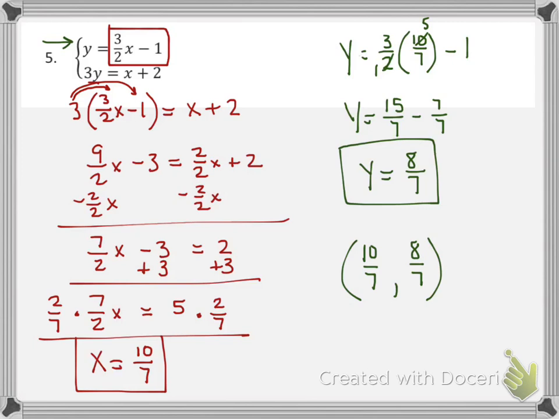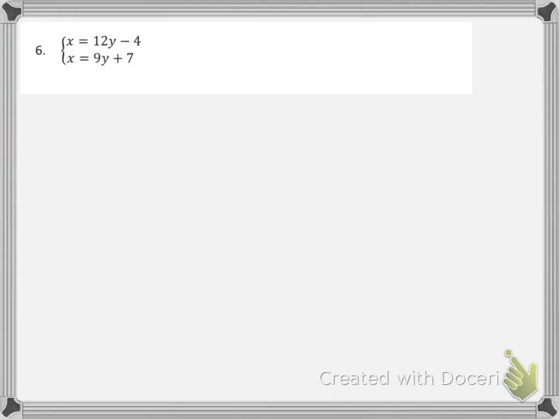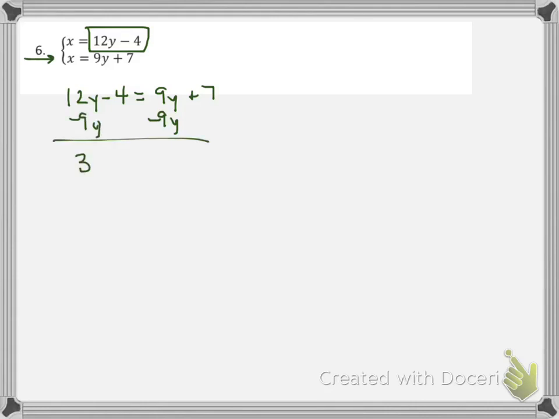All right, number 6. This is nice. X equals that. So whenever I see x in my other equation, I'm just going to plug in 12y minus 4. So I get 12y minus 4 is equal to 9y plus 7. And then I go about getting all my y's on the same side. That gives me 3y minus 4 equals 7.